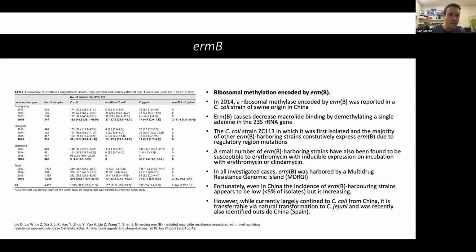China, if we look at the graph on the left, you can see that in Campylobacter coli, it really has had a year-on-year increase in prevalence, and then now it has also started to be isolated in Campylobacter jejuni, which is obviously a much more common cause of infectious diarrhea. The prevalence is still quite low, and it's largely confined to Campylobacter coli in China, but it can be transferred by natural transformation, and it has actually recently been identified outside of China, specifically in Spain.